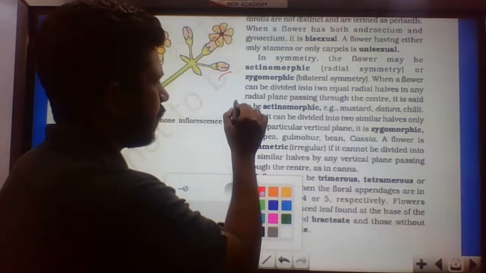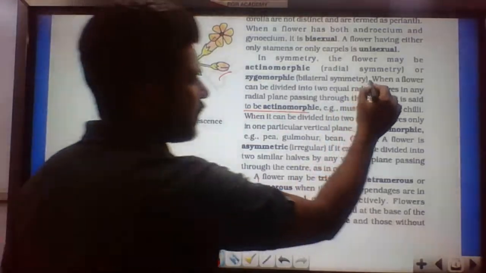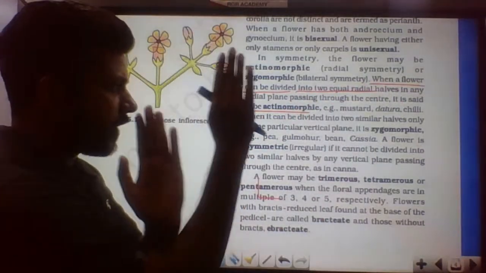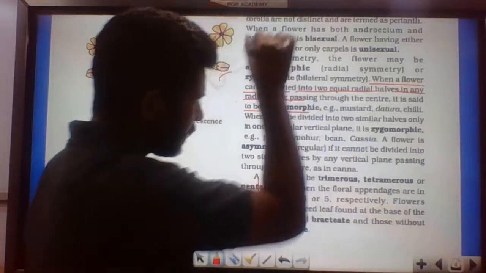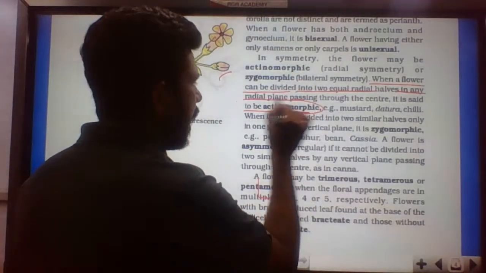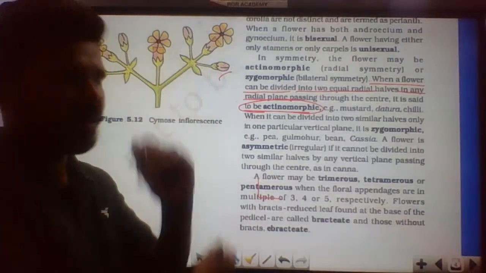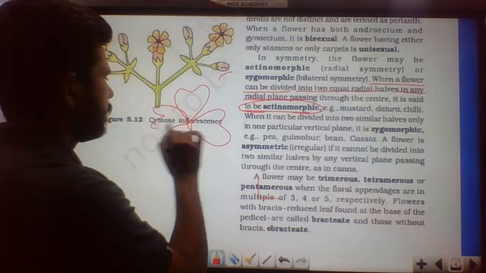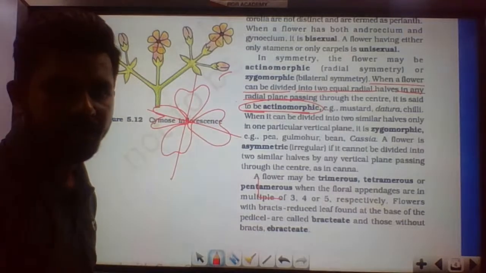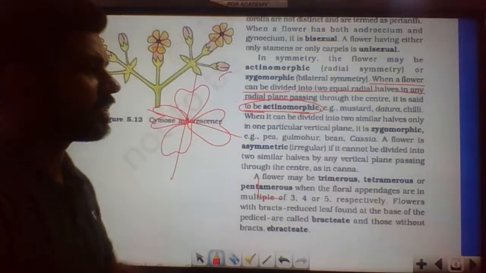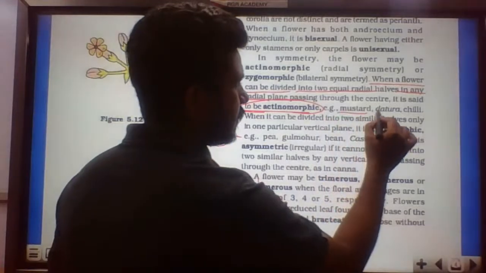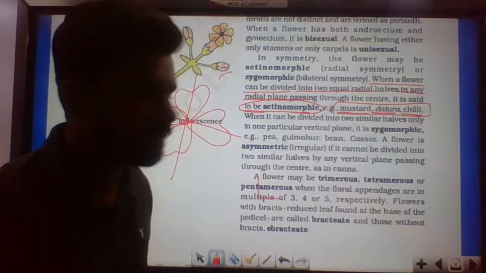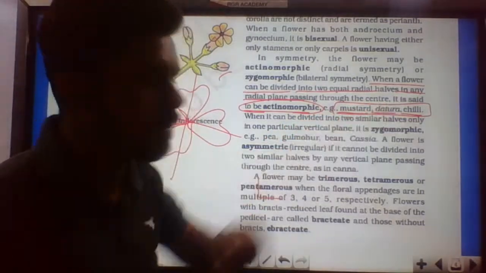First we start with actinomorphic. When a flower can be divided into two equal radial halves in a radial plane passing through the center, it is said to be actinomorphic. If we separate it like this, it is considered actinomorphic, as in mustard, datura, and chili. These three are the examples for actinomorphic flowers: mustard, datura, and chili.